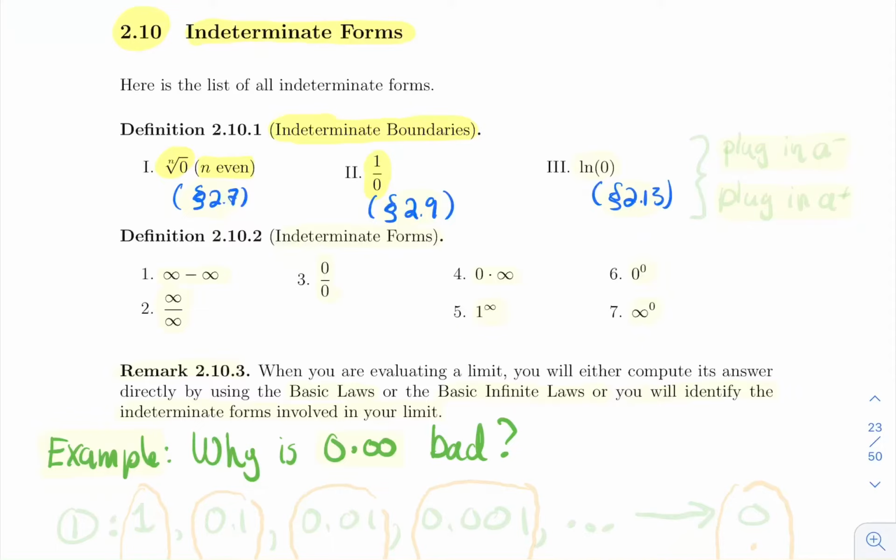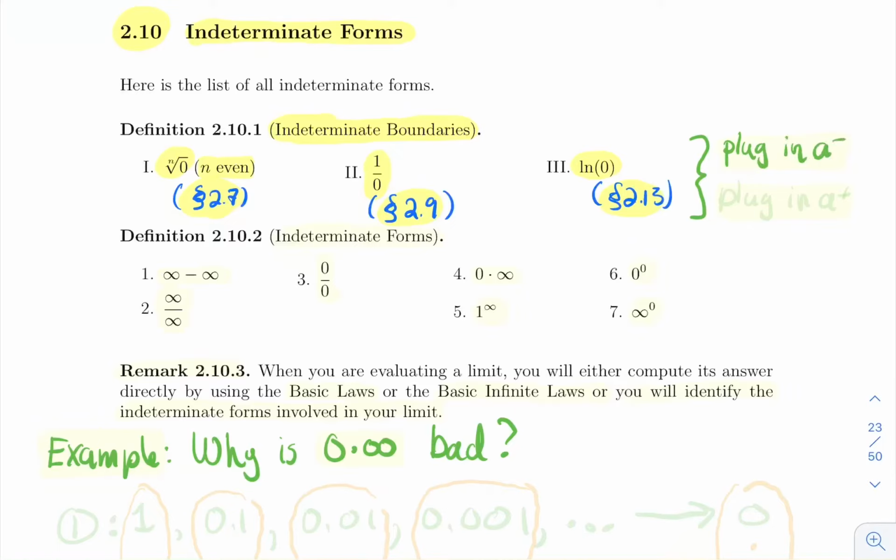And we've seen these two cases. The square root is what we dealt with in section 2.7. Division by 0 is what we dealt with in section 2.9. And there's another bad boundary that we'll see later in section 2.13, which is ln of 0. So if you have a limit, you plug in your a and you get ln of 0, that's also a bad boundary case.